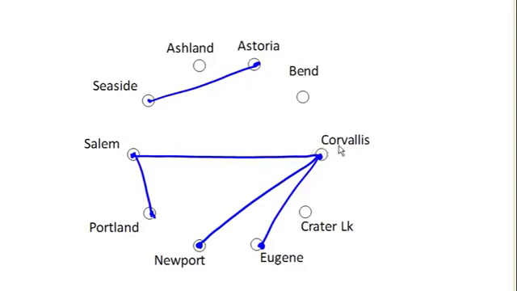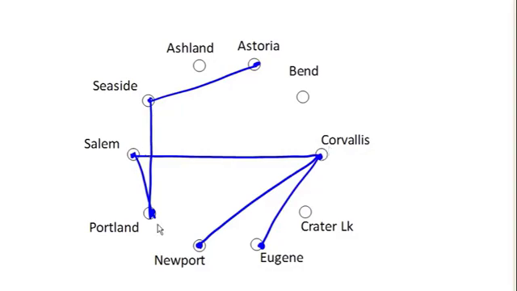The next cheapest edge is Salem to Eugene, but we're not going to add this edge, because if we were to add this edge, we would get a circuit between these three cities. And so we are not going to add that edge, and instead move on to the next cheapest, which was, let's see, Portland to Seaside. So we'll connect Portland to Seaside. Continuing on, the next cheapest is Newport to Salem, but that would create a circuit, so we're not going to do it. Next cheapest is Corvallis to Portland, but that would also create a circuit.